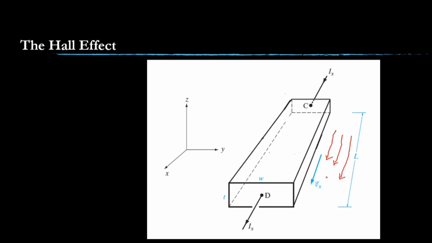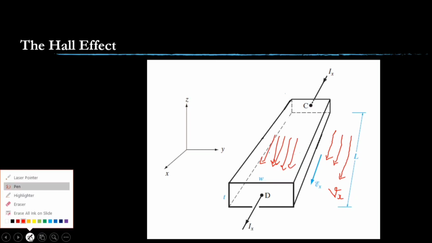The velocity of the holes, velocity is a vector. So the velocity of the holes is in the X direction. Holes are moving in this direction, so current is also in this direction. The electric field is also in the direction of X. That is the first thing I would like to say. All these are in the same direction.